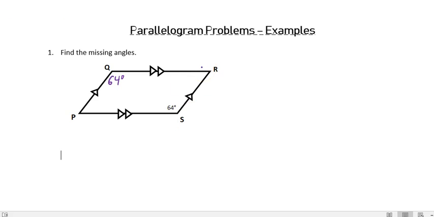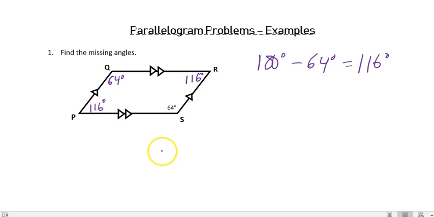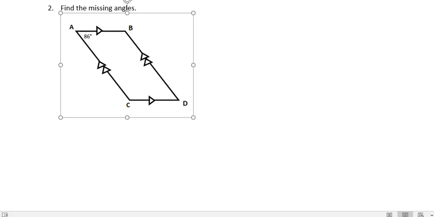So in that case, 180 minus 64 is what you're going to be thinking, and that gives you 116. So this angle would be 116, and again, since opposite angles are congruent, angle P would also be 116. Okay, and again, I do apologize for having the obtuse angles and the acute angles mixed up, but the properties are still the same.